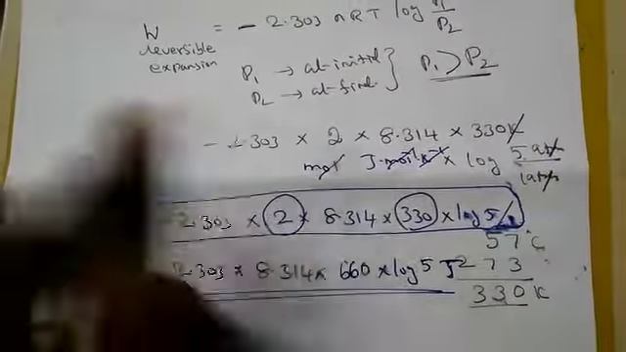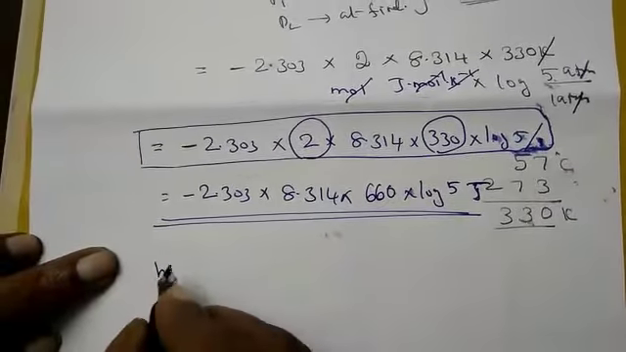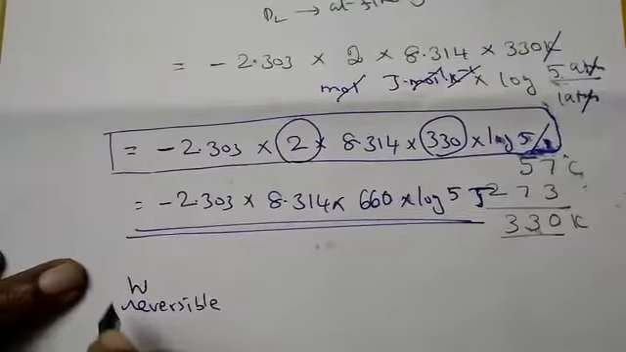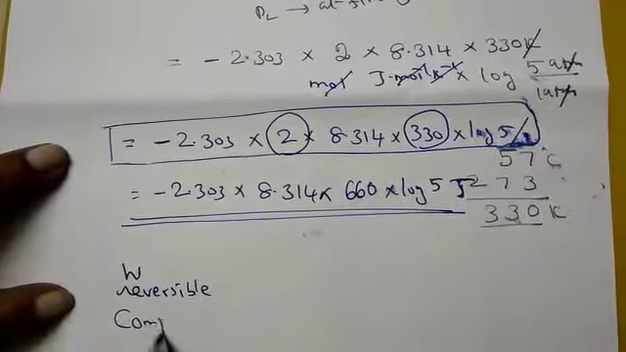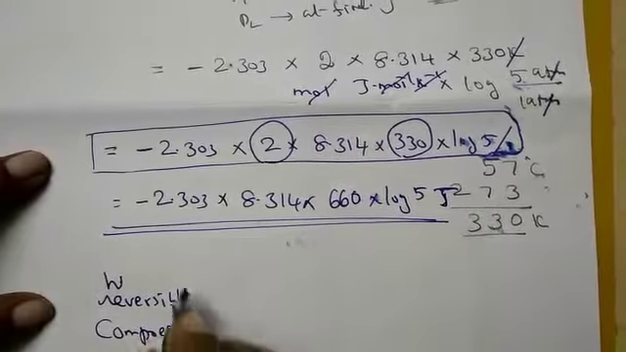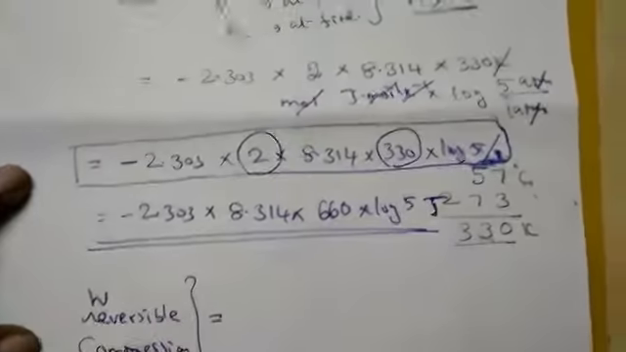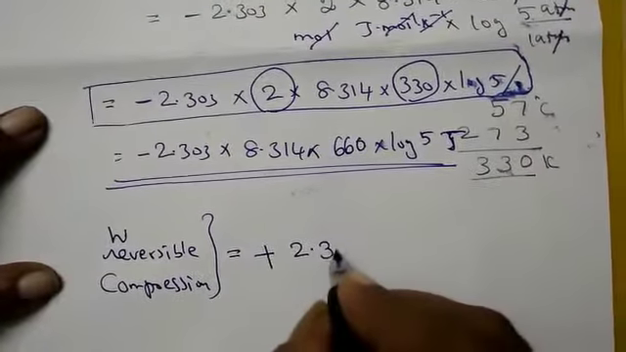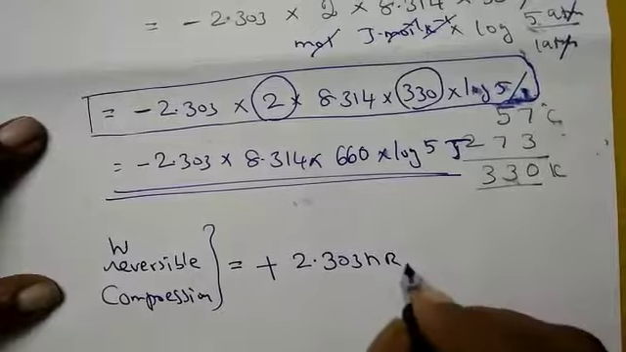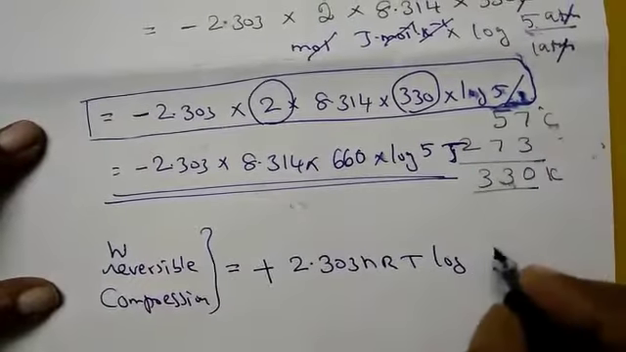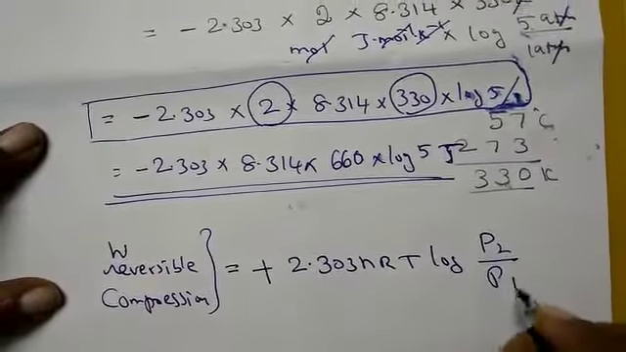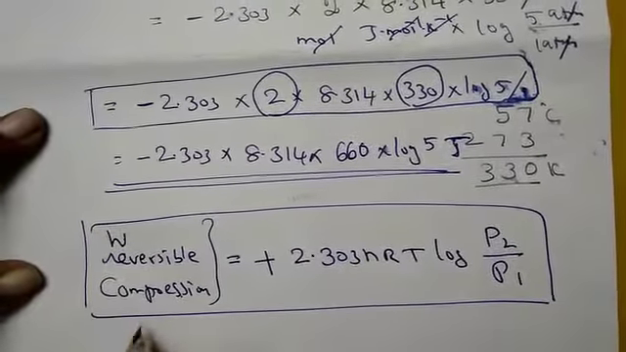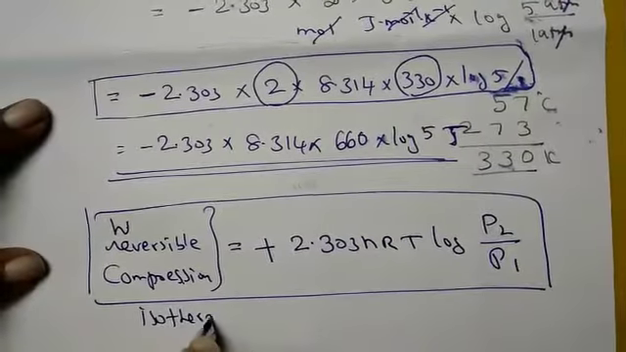I will give the formula for the next one; it will be useful for you. Work, reversible itself. Instead of expansion, if it is compression, what will happen in the formula? Compression means work is done on the system. So it is plus, and the formula is 2.303 nRT log of P2 by P1. So this is the formula for the compression, as well as for the isothermal process.